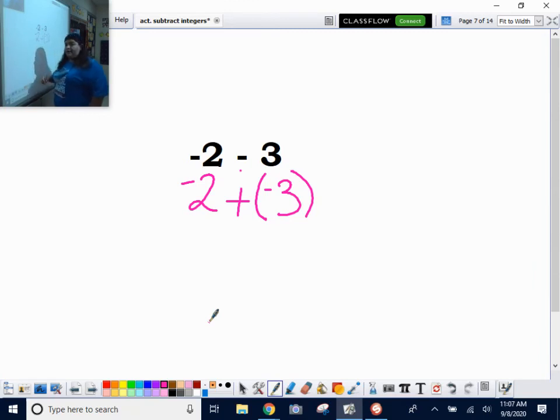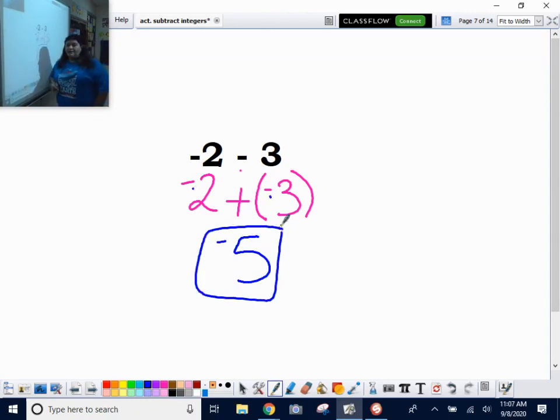Okay, very good. Now, take a look at your signs. Your signs are the same, which means you are going to add them together. 3 plus 2 is 5. And since both your signs are negatives, negative comes into your answer.